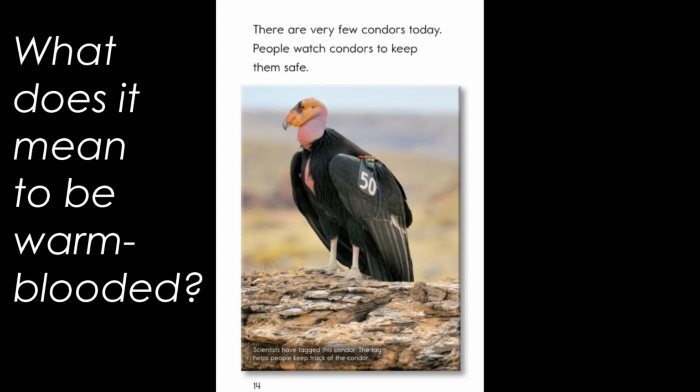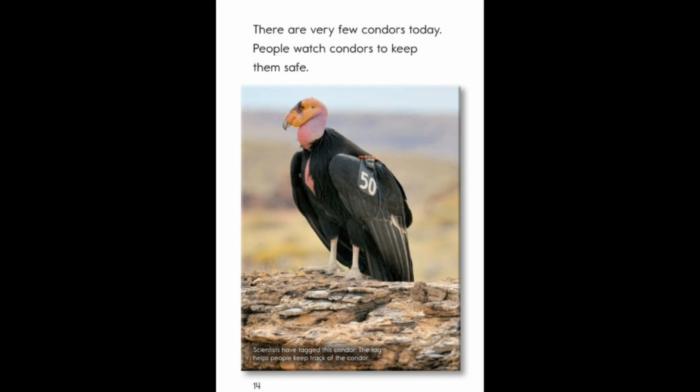Let's see. There are very few condors today. People watch condors to keep them safe. If you look at this picture, there's a little number on the bird's wing. That's called a tag. And there's a caption that explains what that tag is. Scientists have tagged this condor. The tag helps people keep track of the condor. So they have a tag on the 50th condor that they're keeping track of. We still haven't answered our question of what does it mean to be warm-blooded. I wonder if it'll be in this book or not.